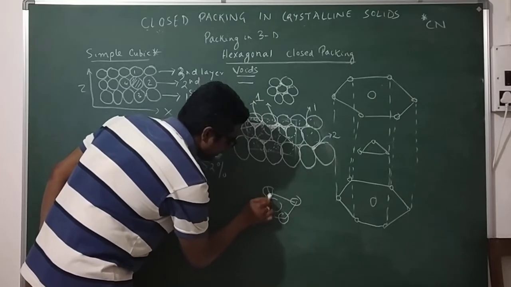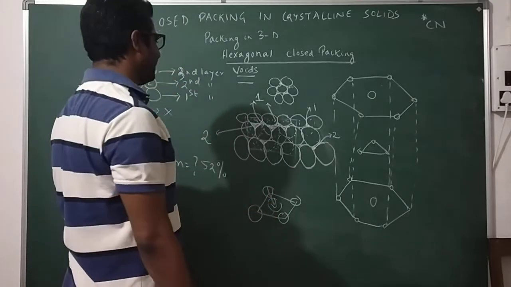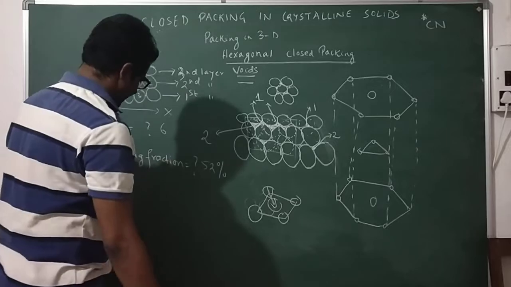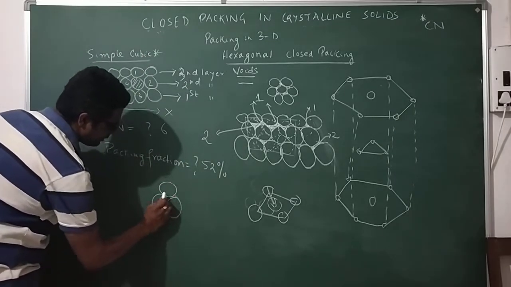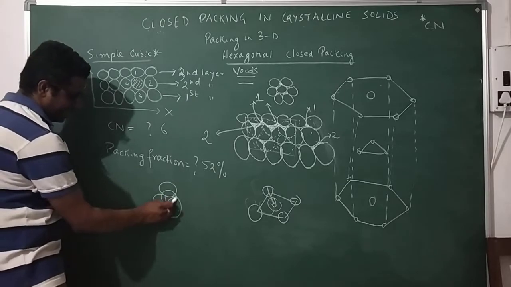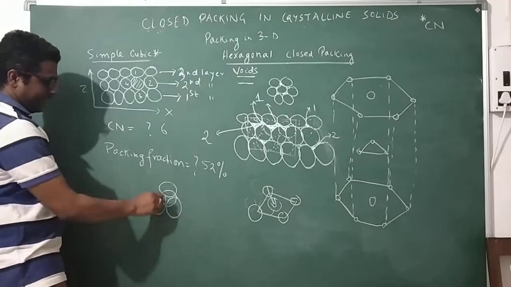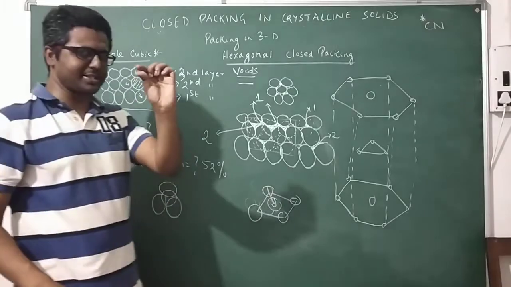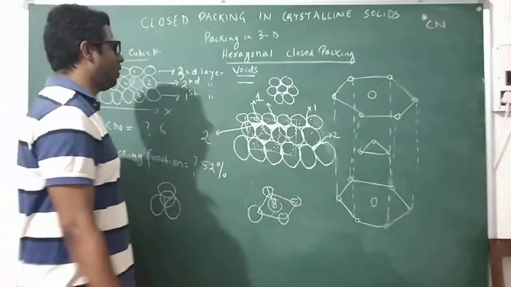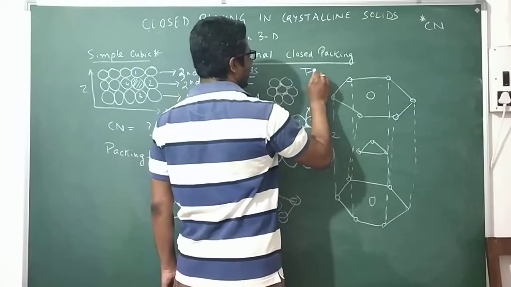And here is the void where it is getting put. Are you understanding this? Okay, I'll draw it again. This is the kind of void on which you are putting another atom. Okay, so there are 4 atoms. In between them, there is some space. That space is called tetrahedral void.